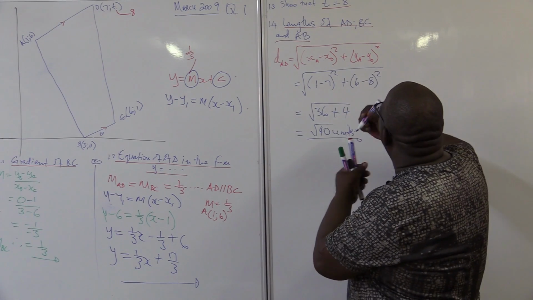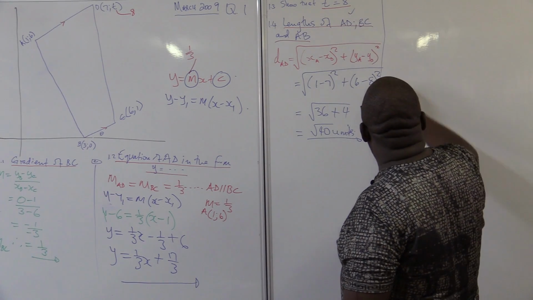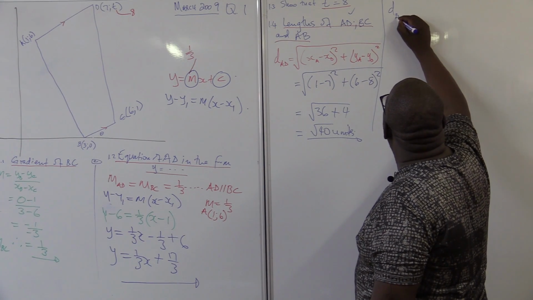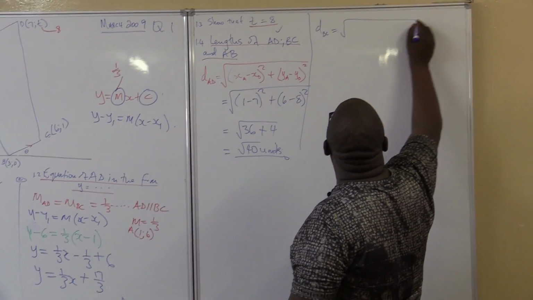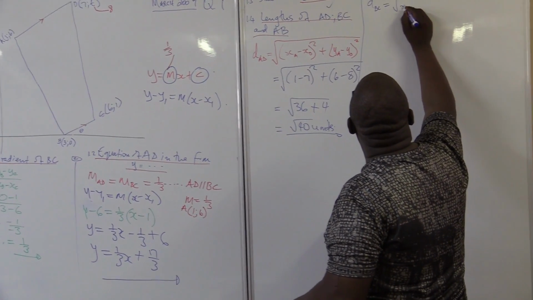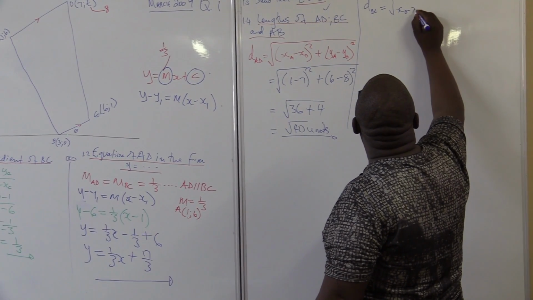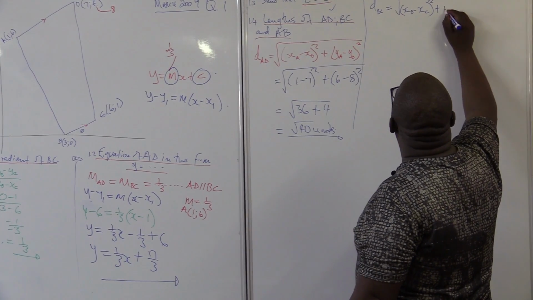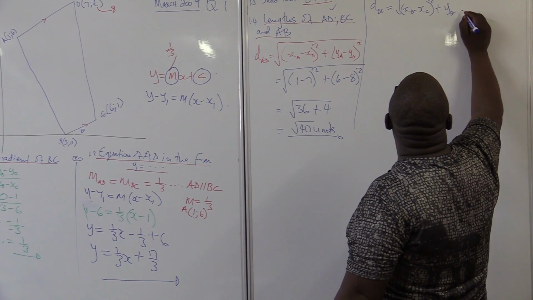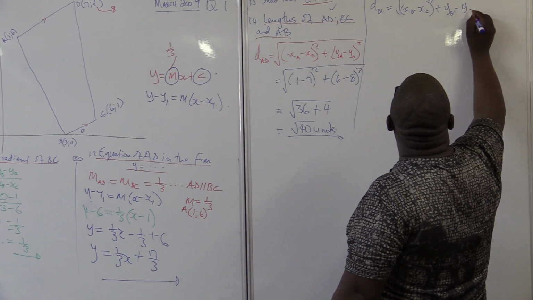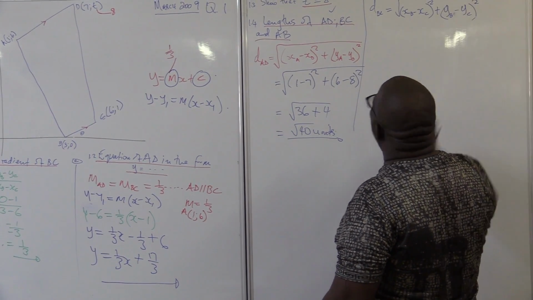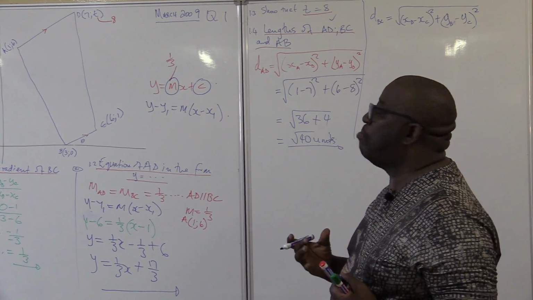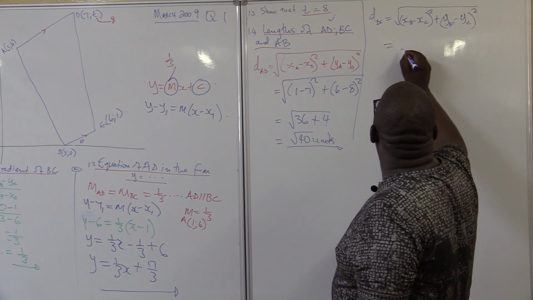We found AD. We're looking for BC now. Let's find BC quickly. Distance of BC will be equal to the square root of x at B minus x at C, this is squared, plus y at B minus y at C. This is also squared. That's all the distance formula is about. That's why it's usually 2 marks. That's where we should be getting maximum marks. Non-negotiables.